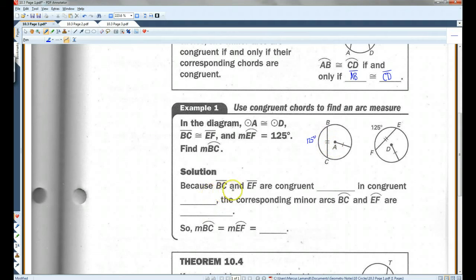Okay, because BC and EF are congruent chords in congruent circles, the corresponding minor arcs BC and EF are congruent. So the measure of arc BC equals the measure of arc EF, which equals 125 degrees.